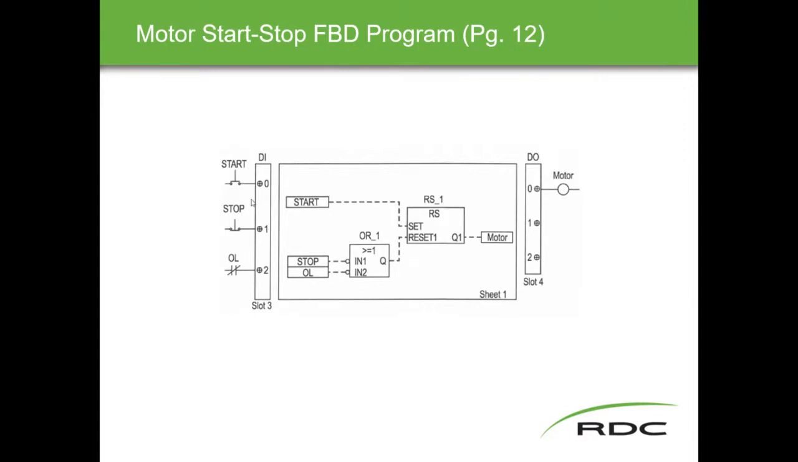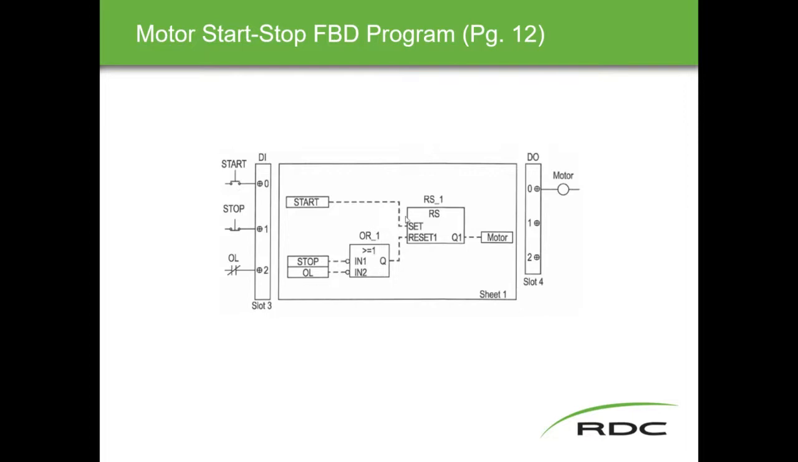Okay, input. So let's look, I'll start at the beginning, okay? I have a start contact, which is open. So it's a zero. I have a stop contact, which is closed, so it's a 1. I have an overload, which is closed, so it's a 1. So I have a 0, a 1, and a 1. Okay, this 0 is sitting right here. This 1 hits the inverse and becomes a 0. The overload hits the inverse and becomes a 0. So I have 0 here, 0 here, and a 0 here.